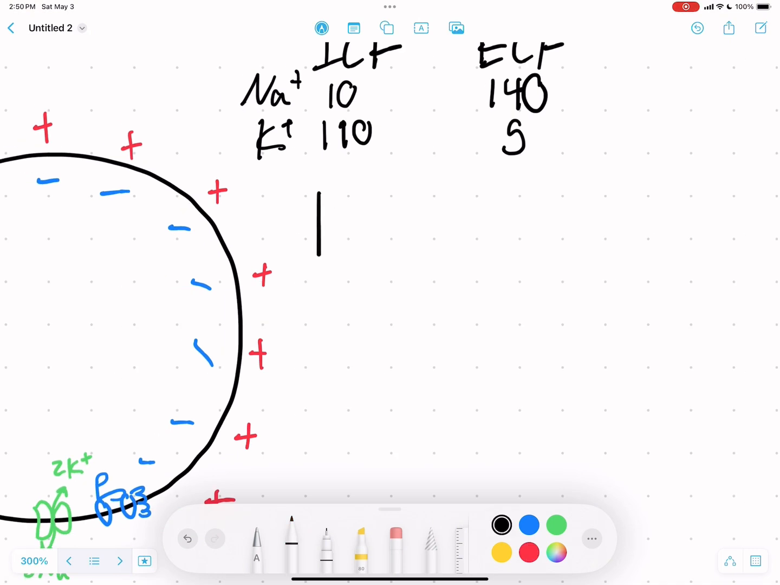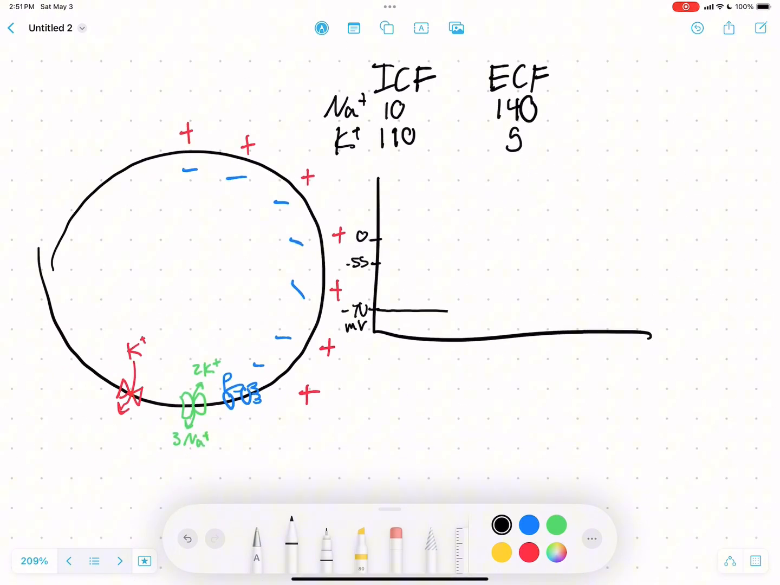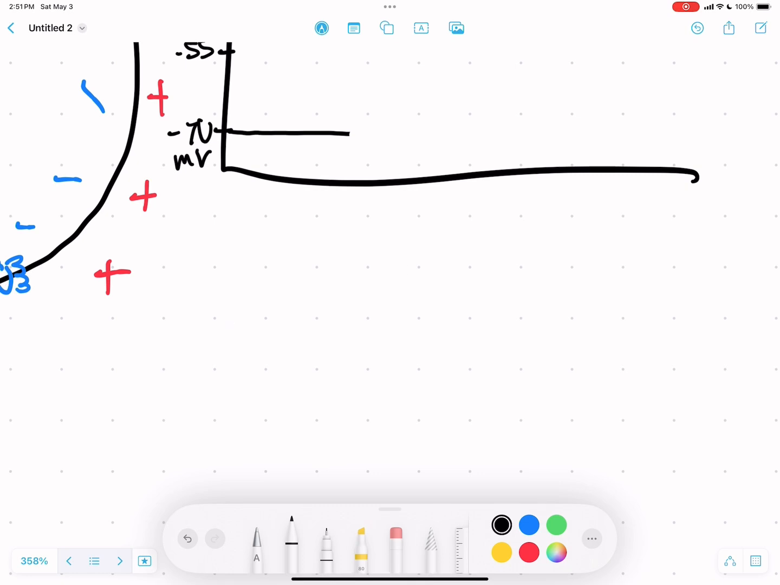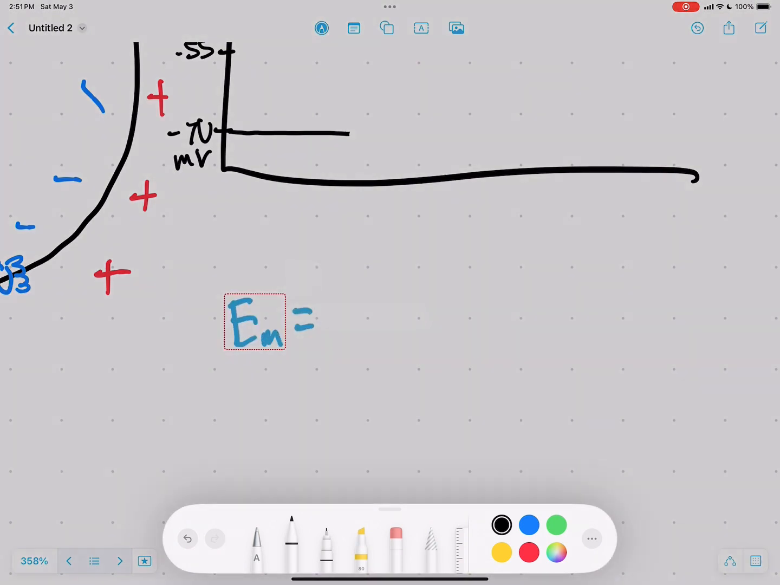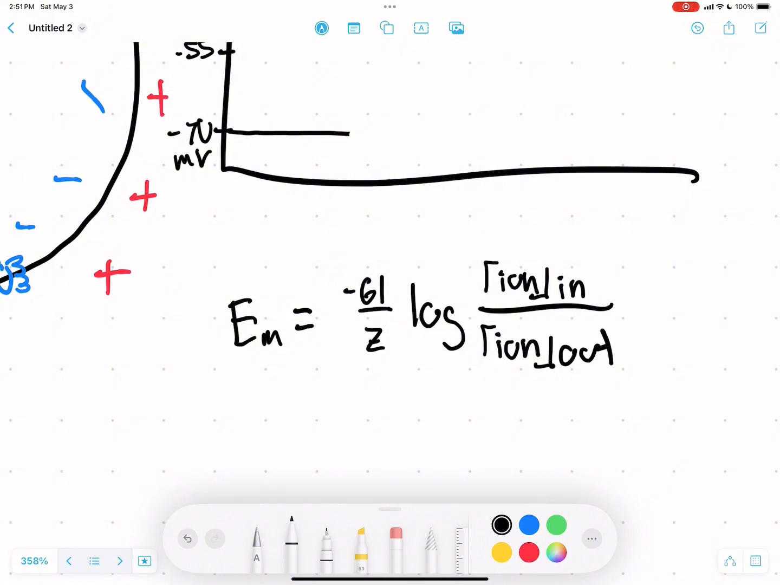When we look at a cell, the resting membrane potential is at about negative 70 millivolts. So we are at negative 70 millivolts. We're doing good. We're just kind of hanging out here. How we find out that it's 70 is through a bigger equation, but it gets its basis from something called the Nernst equation. The Nernst equation is the energy of the membrane equals negative 61 over Z times the log of the concentration of ions in over the concentration of ions out.